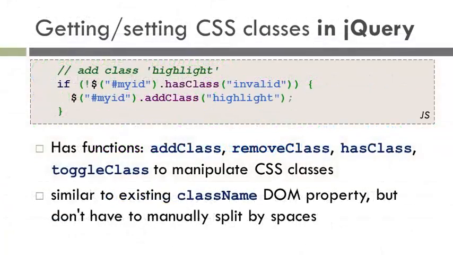Working with classes in jQuery is much easier. It has built-in functions, addClass, removeClass, hasClass, toggleClass that can be used to manipulate CSS classes. It is a similar process to the DOM properties, but you don't have to manually separate the classes by spaces or search for specific classes in the middle of the list. In this example here, all we have to do is check if this ID has a class called invalid, and if it does not, we add the class highlight to it without having to do string manipulation on the className property.